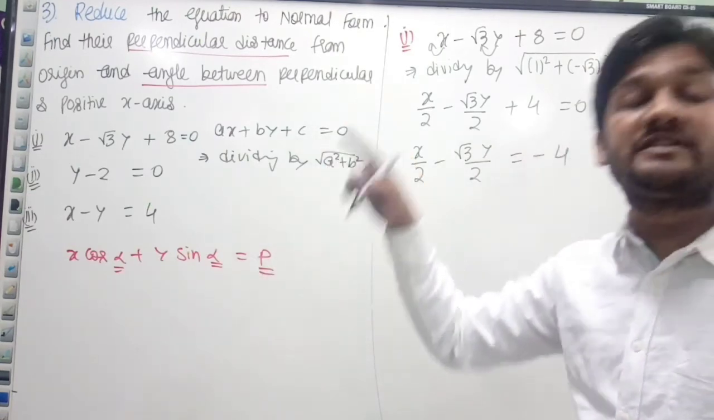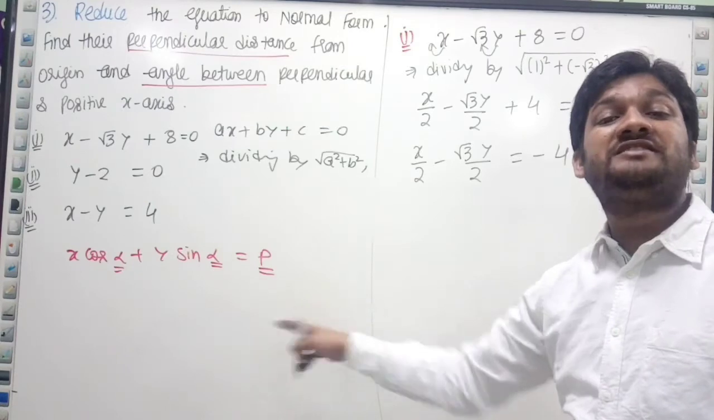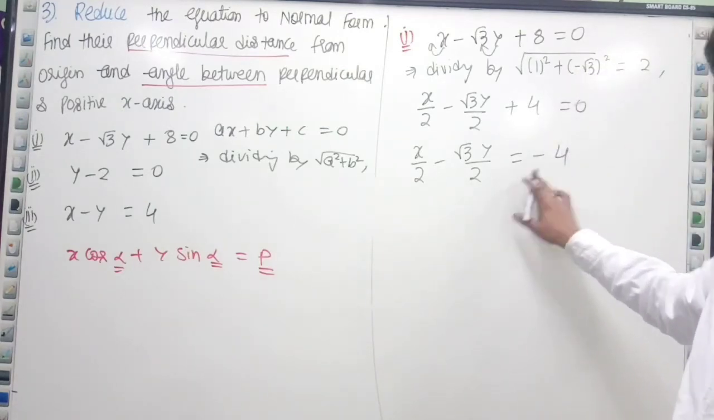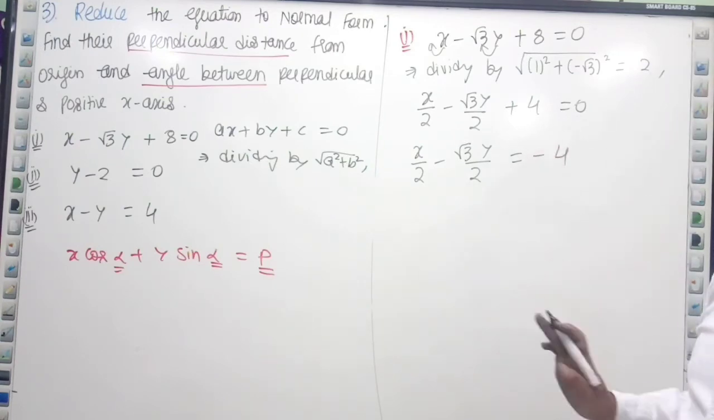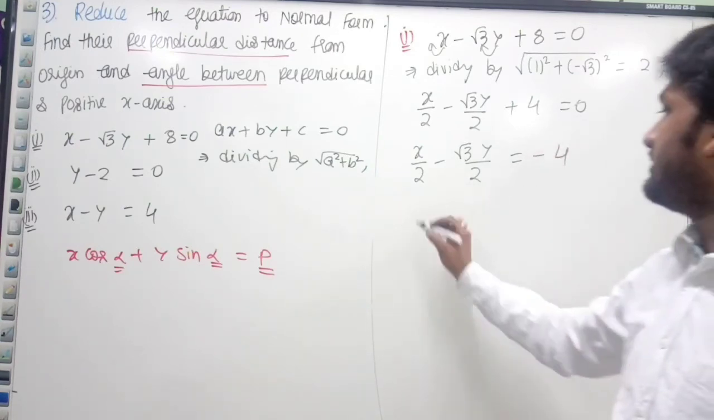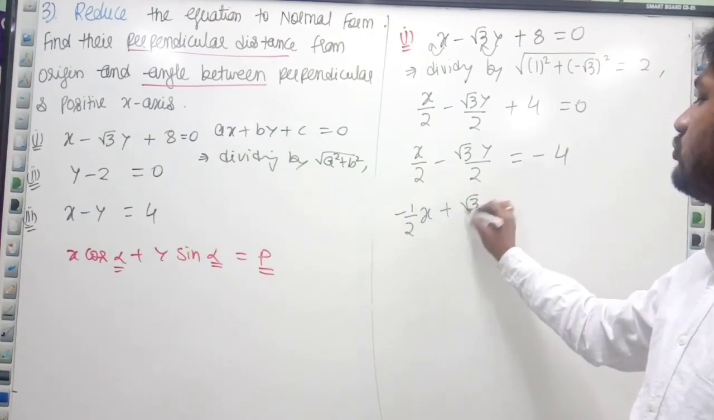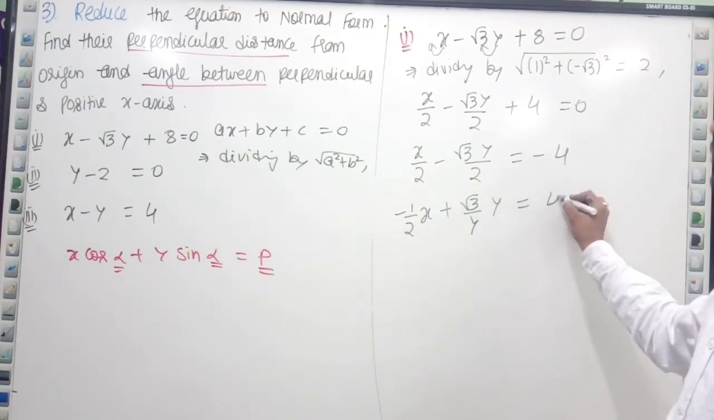x cos alpha plus y sin alpha equal to p. p is the distance from the origin. This distance cannot be negative. Whenever we have a negative sign on the right hand side, I will multiply by minus. So I can write minus 1 by 2x plus root 3 by 2y equal to 4.